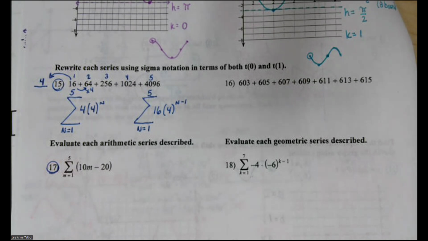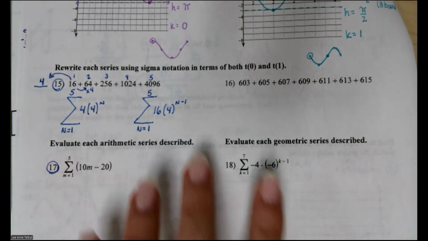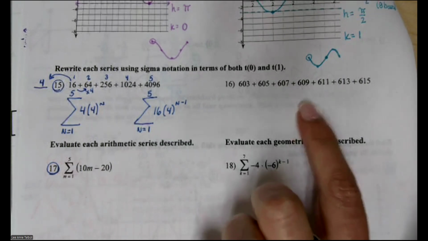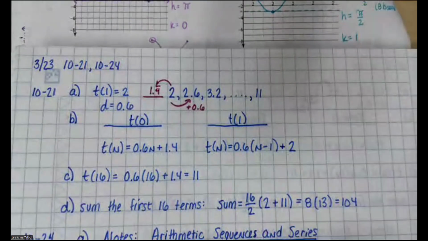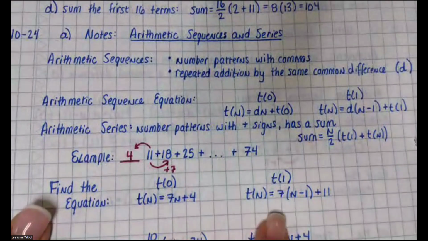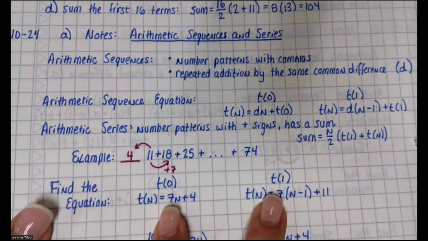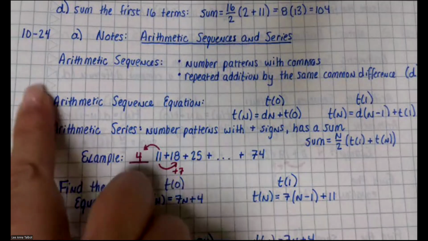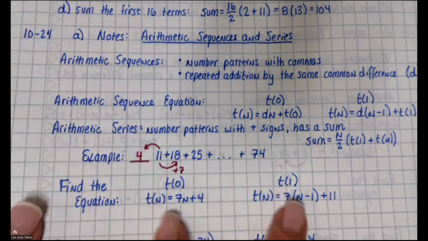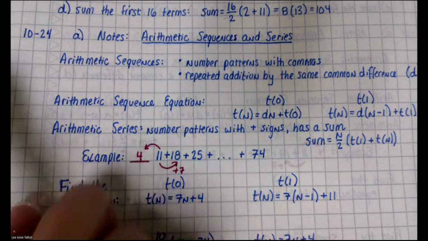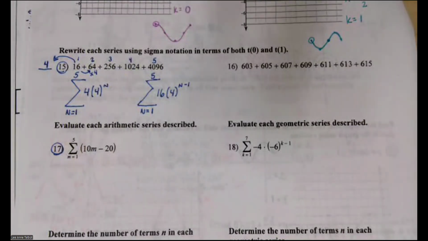So tonight's homework is the quiz review. The first couple of questions are asking you to do this. It's also going to ask you to do it for an arithmetic. Just in case you need to, you can look up how to do term 0 and term 1 for arithmetics in 10-24. Just as a reminder, if you're working on the quiz review and you have an arithmetic, the equations for term 0 and term 1 are in 10-24. Okay, anyway.